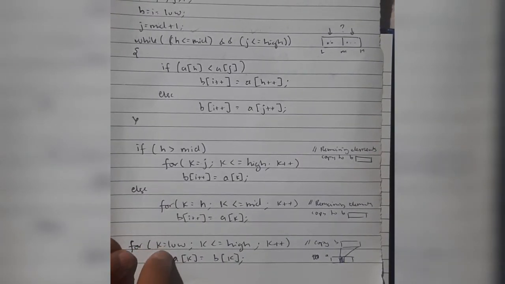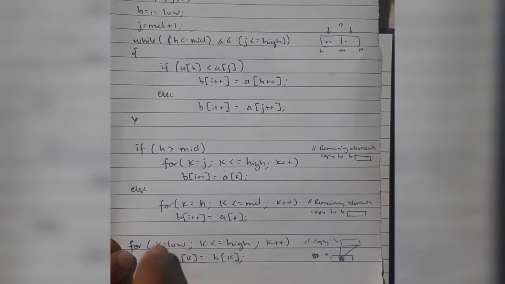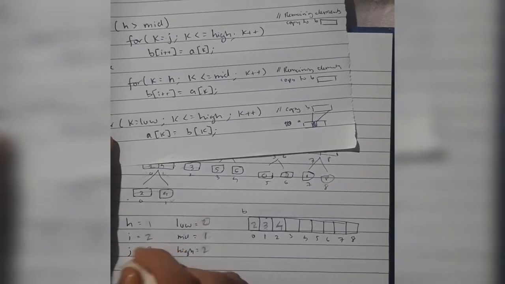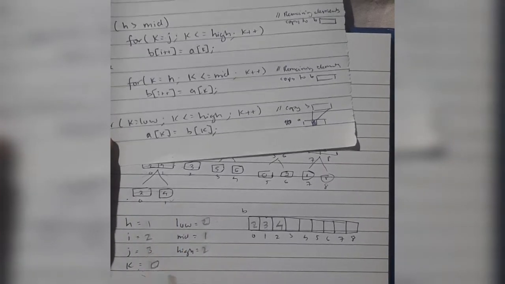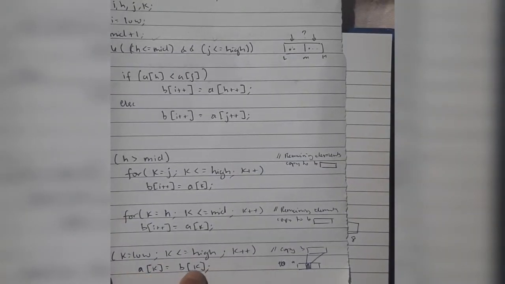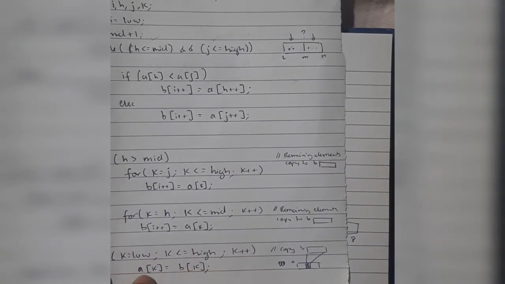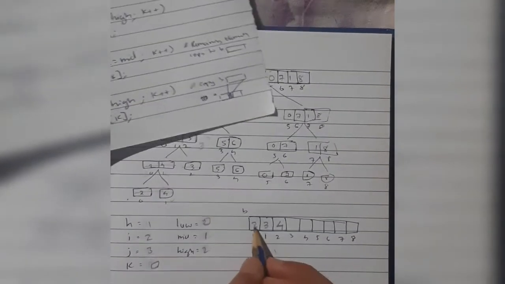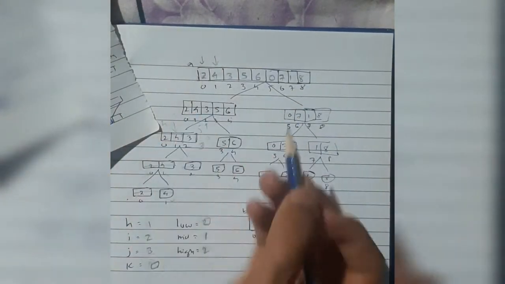In the next line of code, k is low, and k is less than or equal to high, k plus plus. K is equal to low. What is the value of low? It's 0. We're writing here 0. K is less than or equal to high, yes, and b of k is equal to a of k. B of k value will be shifted to a of k. What is b of k? K is 0, so b of 0 will be shifted to a of 0. B of 0 will be shifted to a of 0, so it's already there.